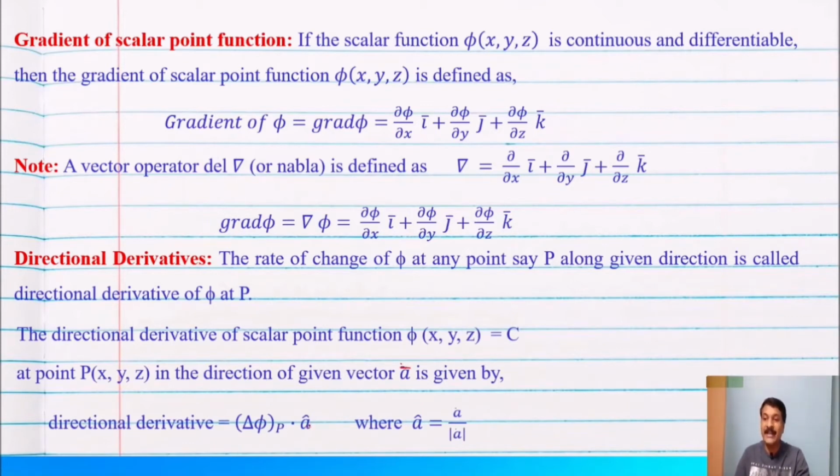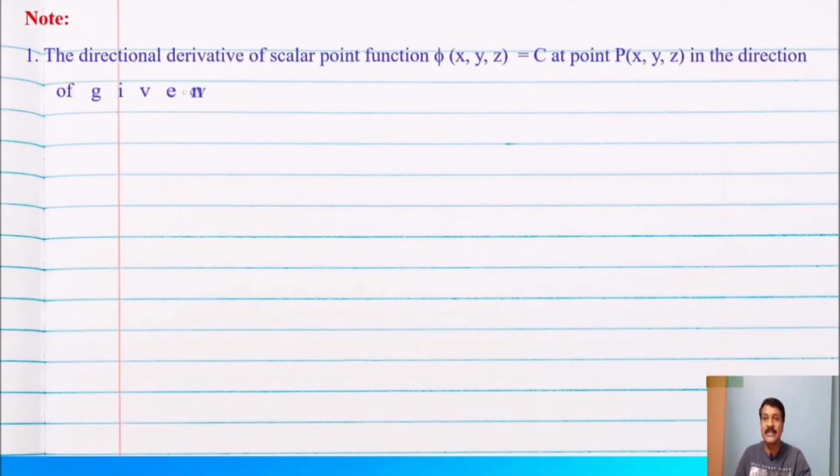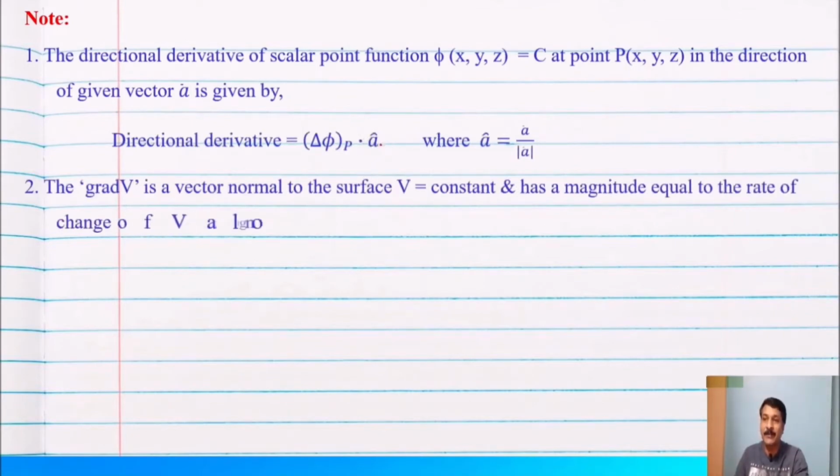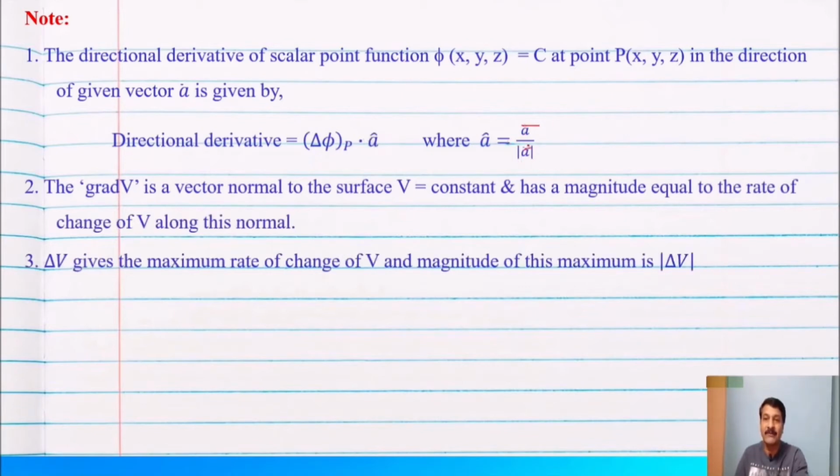So what is A cap? A cap is a unit vector along the vector A, and that is A cap equal to A upon mod of vector A. Note that this del phi is at a particular point P, x, y, z. So don't forget this definition of directional derivative. You must remember these things also. The directional derivative of scalar point function phi equal to C at point P along the direction of vector A is given by del phi dot A cap. A cap is a unit vector, and we can find it by vector A upon mod of that vector.